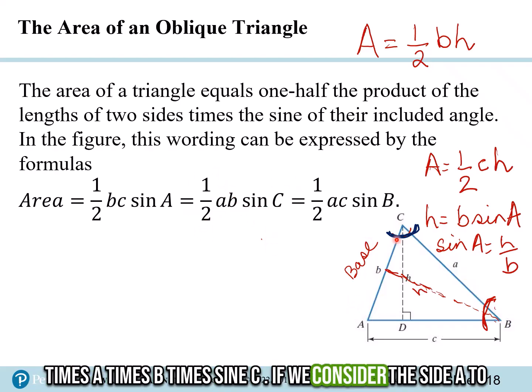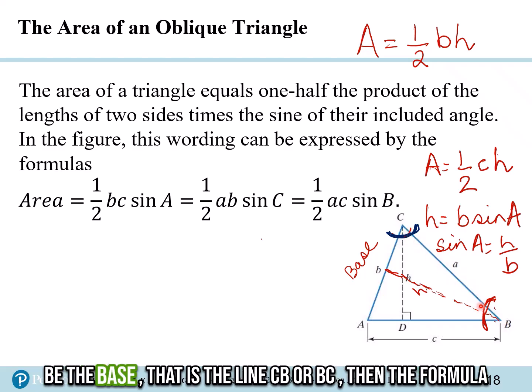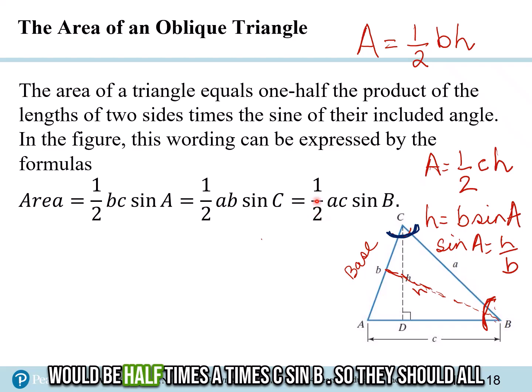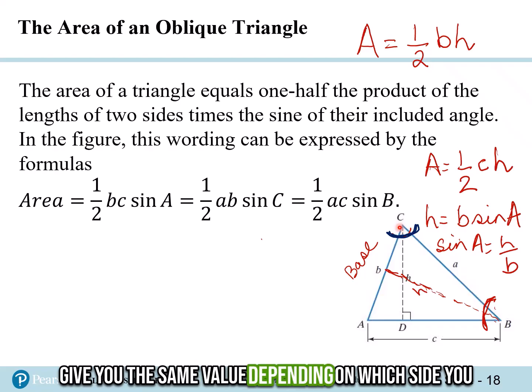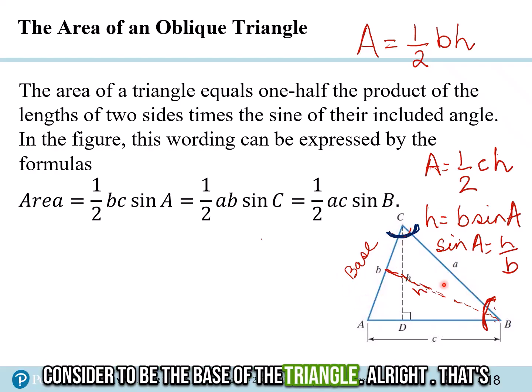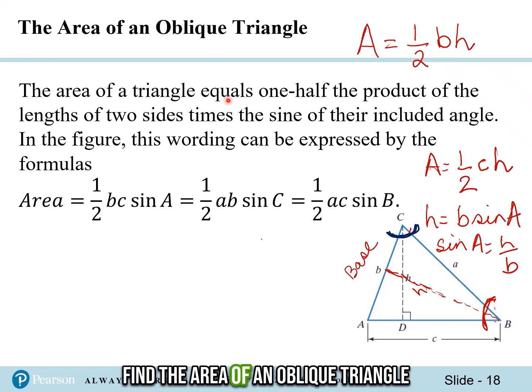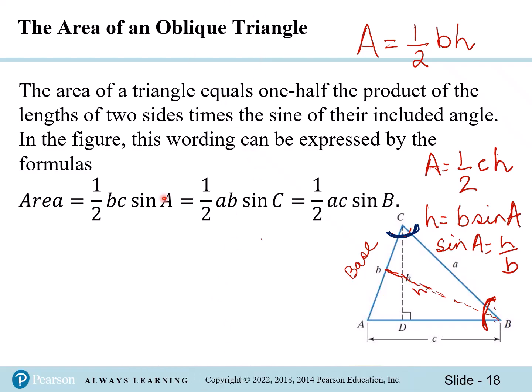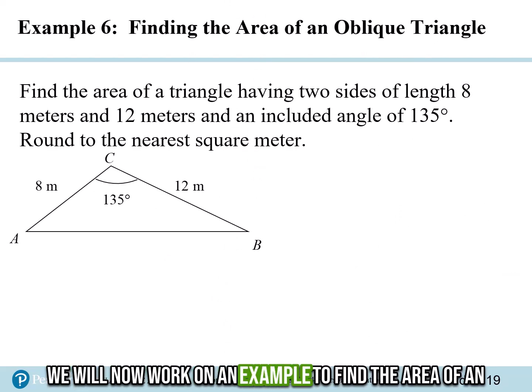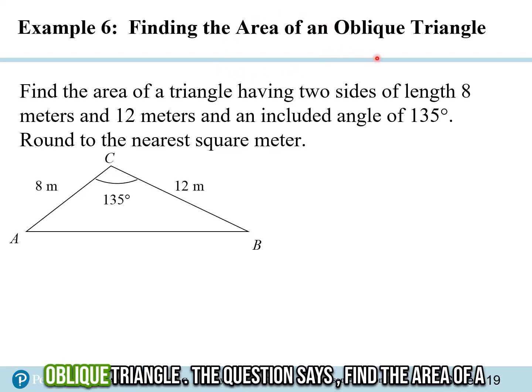If we consider the side A to be the base, that is the line CB or BC, then the formula would be half times A times C sine B. So they should all give you the same value depending on which side you consider to be the base of the triangle. That's why you see there are 3 different formulas given to find the area of an oblique triangle. We will now work on an example to find the area of an oblique triangle.